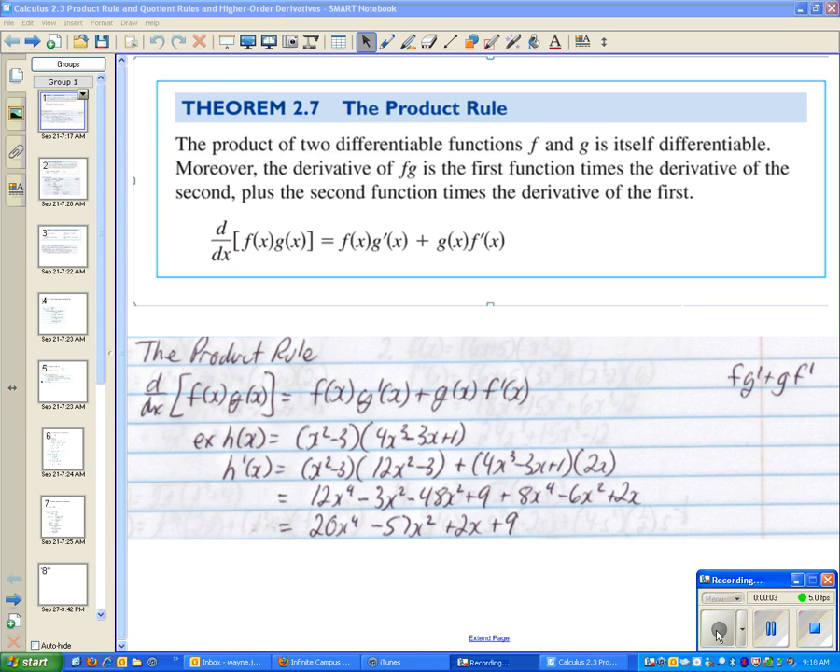Page 119. Product and quotient rules and higher order derivatives. Product rule and quotient rule for today.